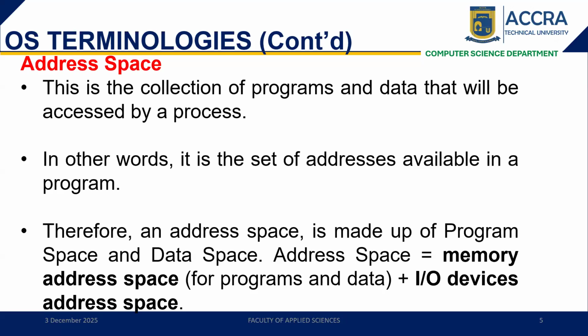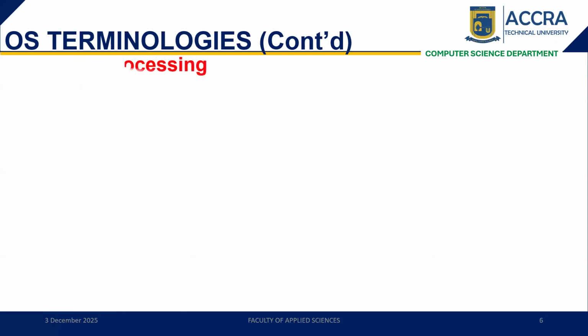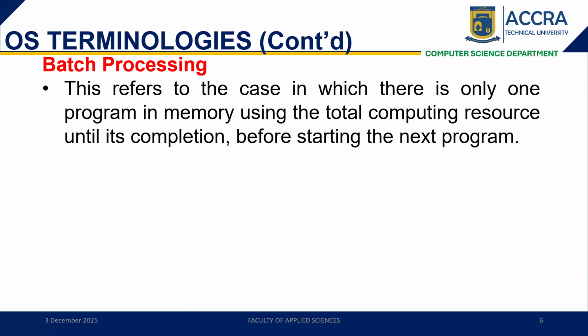How Microsoft Word will be opened and started is different from how, let's say, a Java compiler will be opened and started and all of that. All of those involve different processes. And because of that, there should be address spaces for all of that. Otherwise, it doesn't really work.